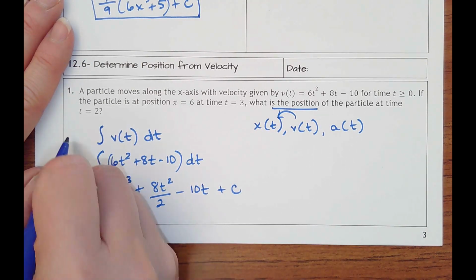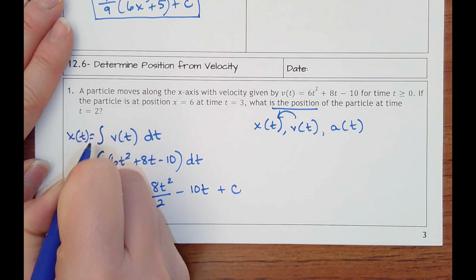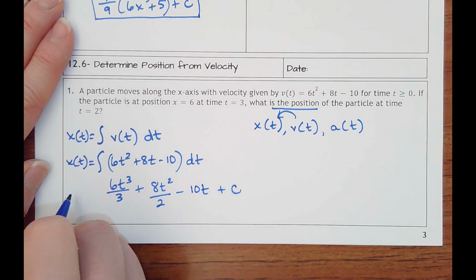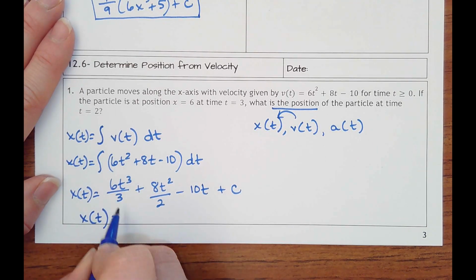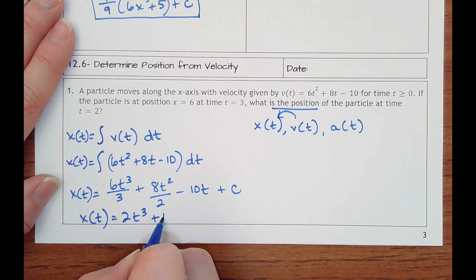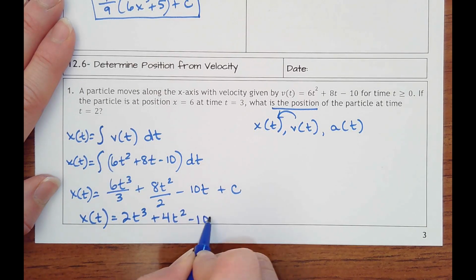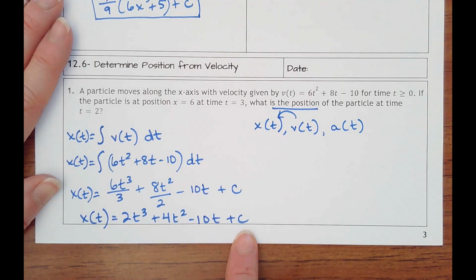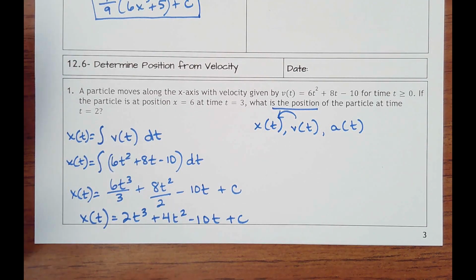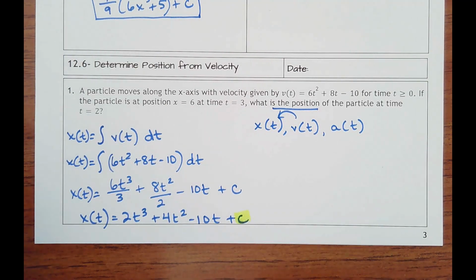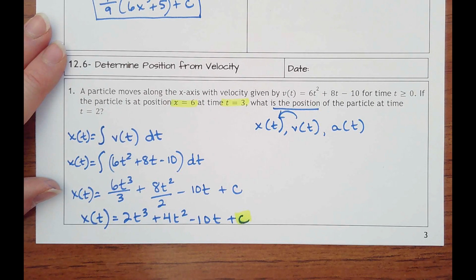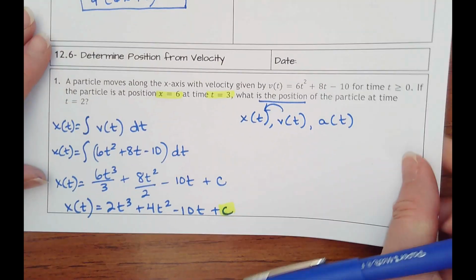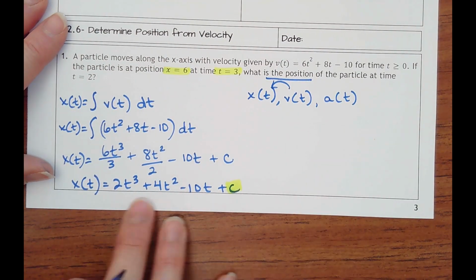And remember, this is finding really x of t, which will equal 2t cubed plus 4t squared minus 10t plus c. And now the problem comes when we have to find what this constant is. We can't just leave it plus c. The good thing is that they tell us when x is 6, the time is 3. And so we're going to make that be like an ordered pair to plug into here.